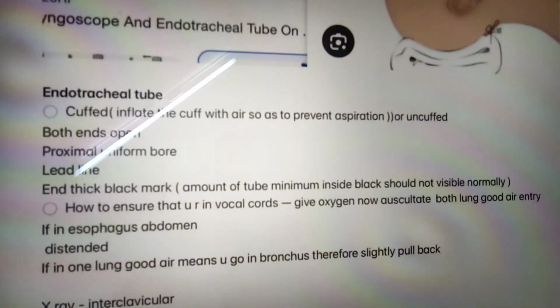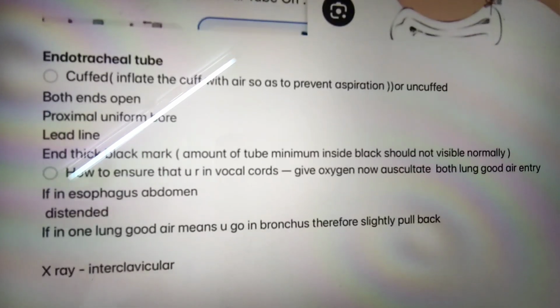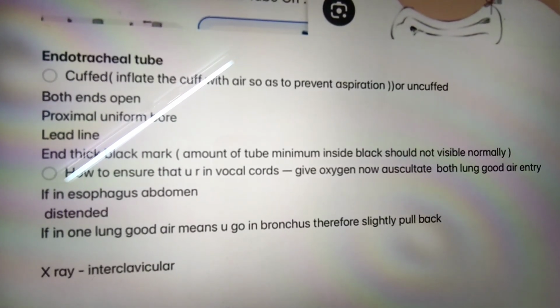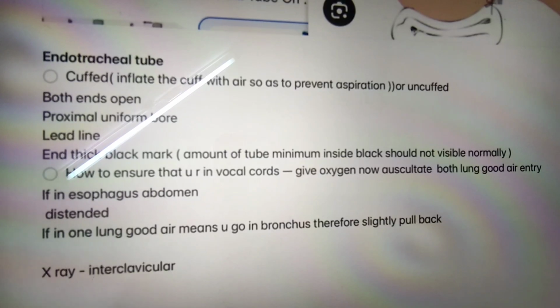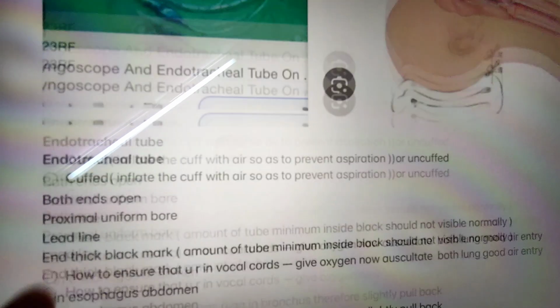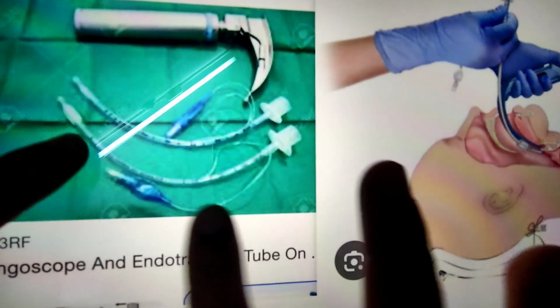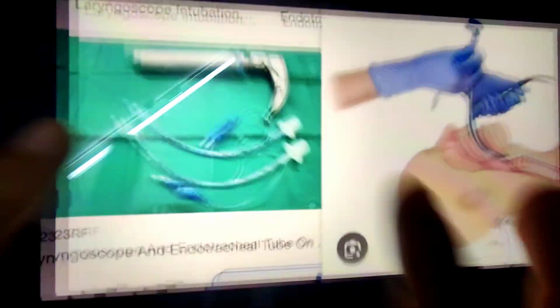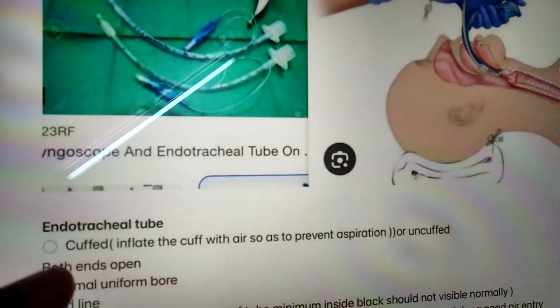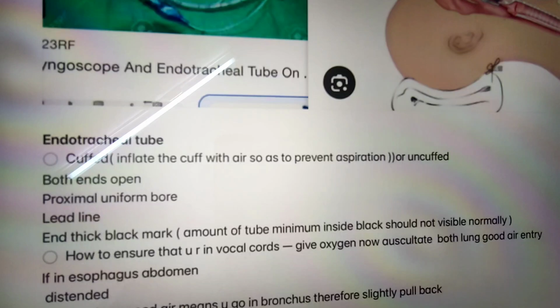So next is the endotracheal tube. Again the endotracheal tube is of two types, cuffed or uncuffed, right? A cuffed tube is used to prevent aspiration. So we inflate the cuff, right? As you can see in this diagram, this one is basically cuffed. We can inflate it. With the help of what? Air, water, saline? We inflate it with the help of air, right? Remember this point.